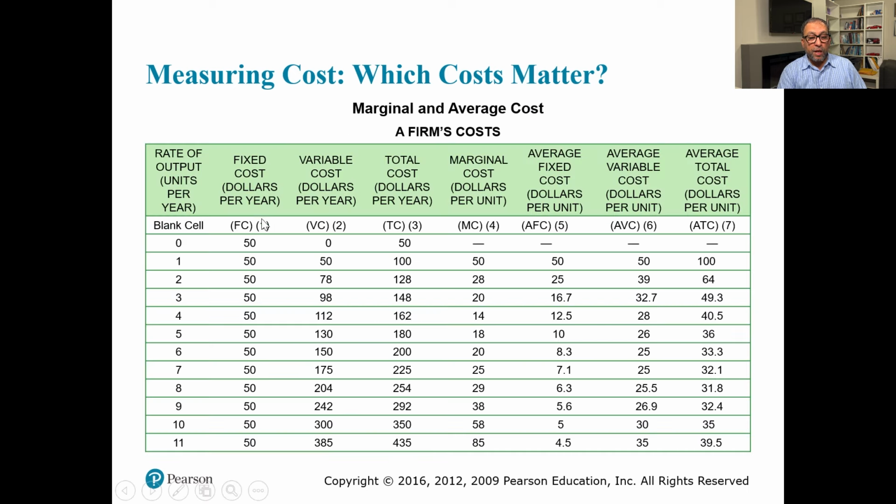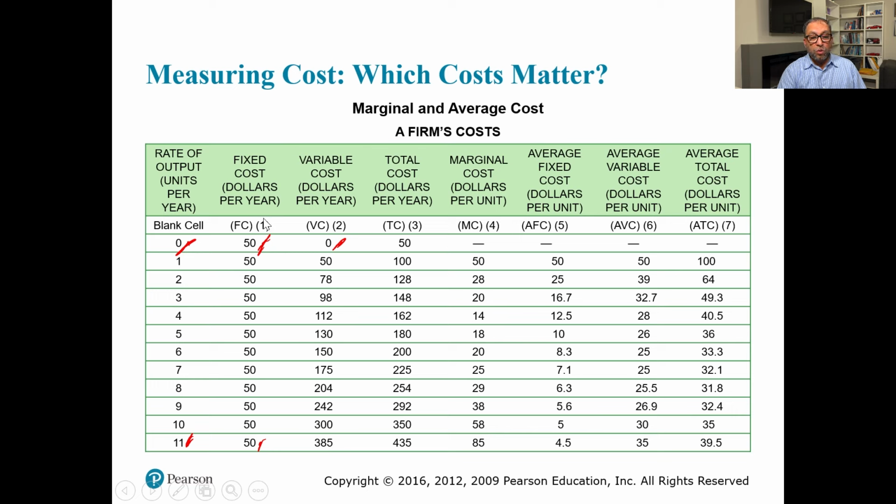The next line is the fixed cost for producing those goods, and you see here that whether you are producing zero output, even then we have a fixed cost of 50, or we are producing 11 output, the fixed cost is still 50. So 50, 50, 50 is the fixed cost. Variable cost, however, if we are producing 0 units, the variable cost is 0. But when we start producing more and more units, like 1, 2, 3, the variable cost is increasing, from 0 to 50, 78, 98, 120, and so on.